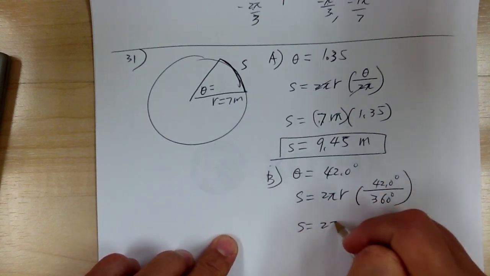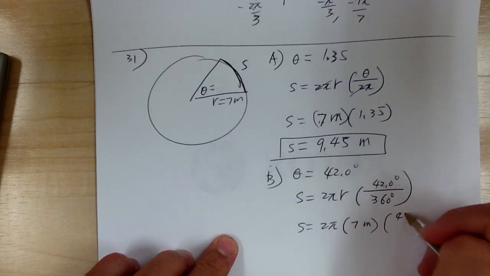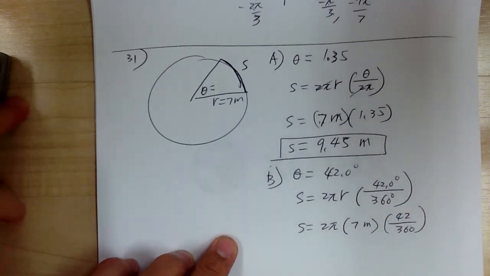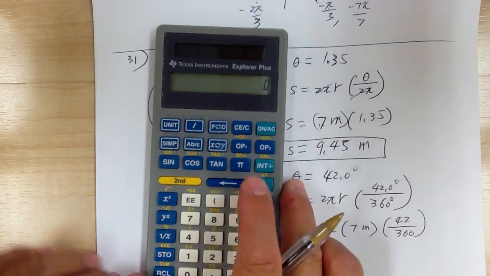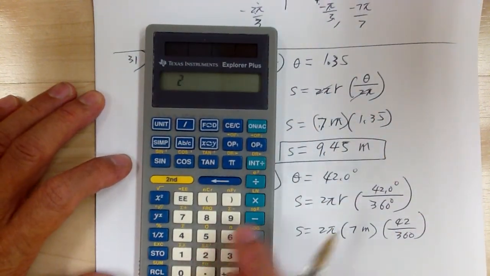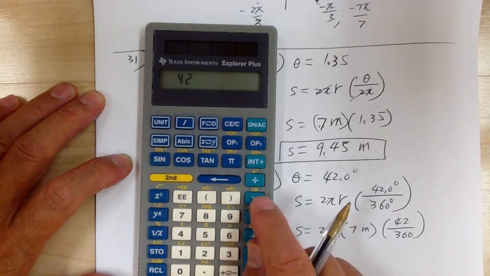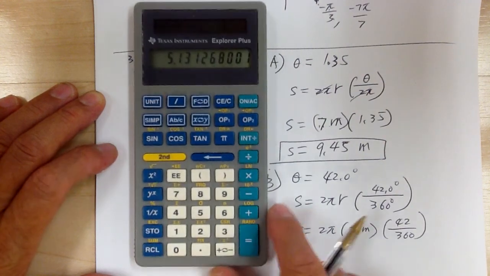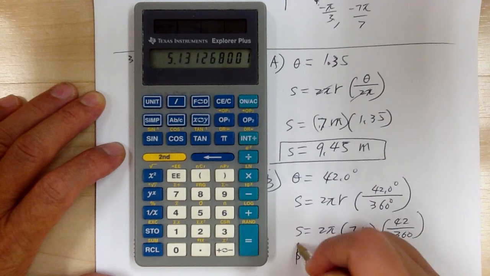So S equal to 2 pi r, which is 7 meters times 42 over 360. Right? The degrees cancel out already. So get your calculator. 2 times pi times 7 times 42 divided by 360 equals, so S equal to 5.13 meters.